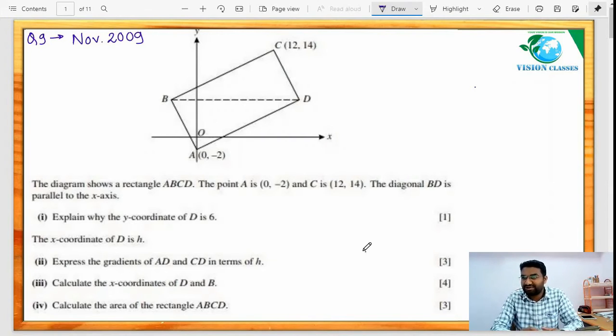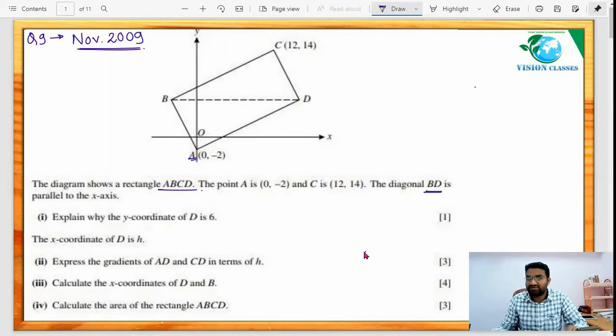Okay, so today we are going to look at a very interesting question. It's related to coordinate geometry. Here, the diagram shows A, B, C, D. You can see here ABCD is a rectangle. Point A is (0, -2) and C is (12, 14). The diagonal BD is parallel to the x-axis.